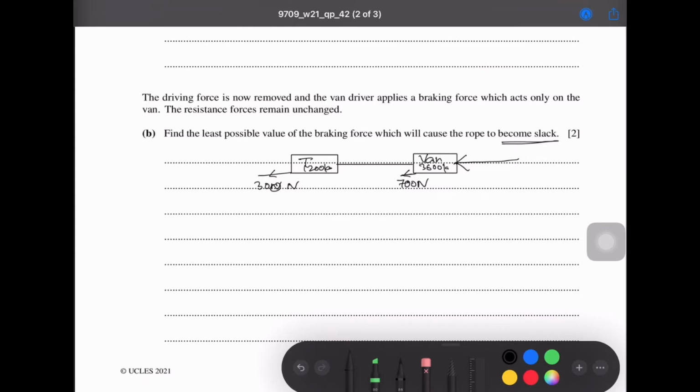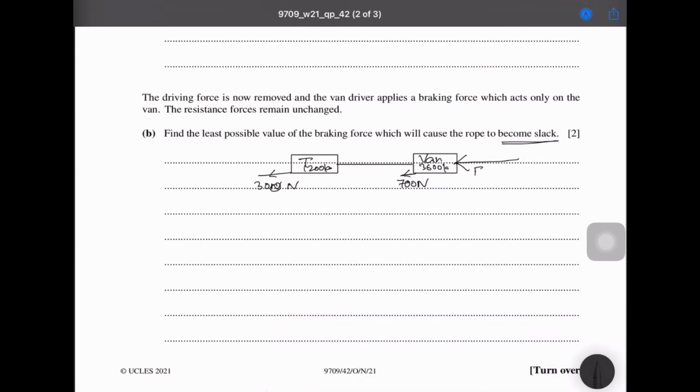Now let me consider this braking force as F, and let us consider the acceleration is A for both the particles. So let us consider the van first and resolve in this direction. So minus F, sum of force equals mass times acceleration: minus 700 equals 3600 mass times acceleration.